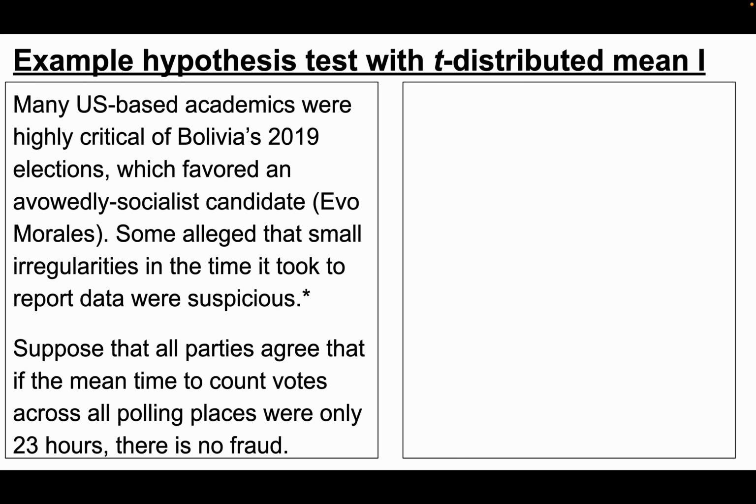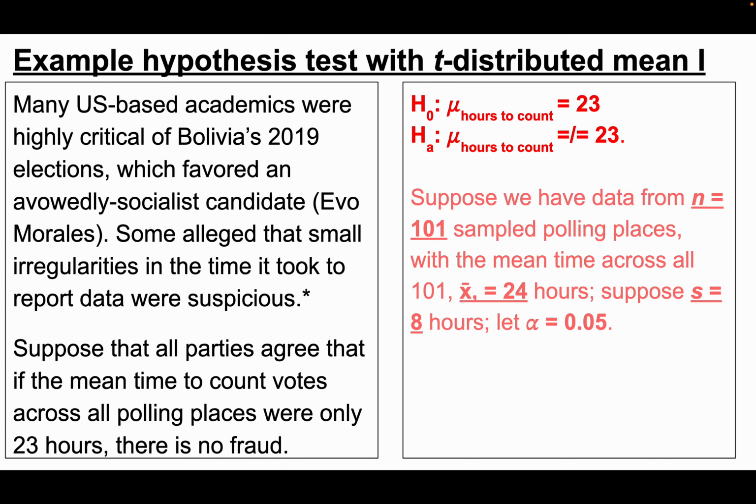Suppose that all parties agree that if the mean time to count votes across all polling places were only 23 hours, there is no fraud. Let's just suppose that's like a national cutoff. So our null hypothesis is that the mean mu hours to count is 23. Our alternative is simply that it's not equal to 23.